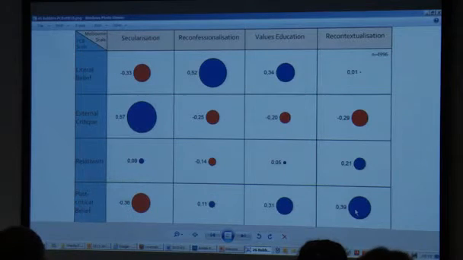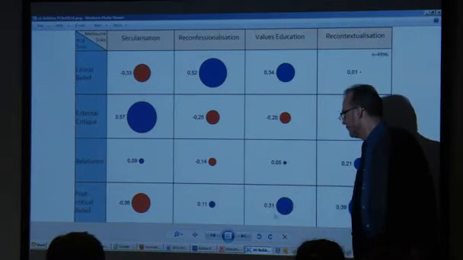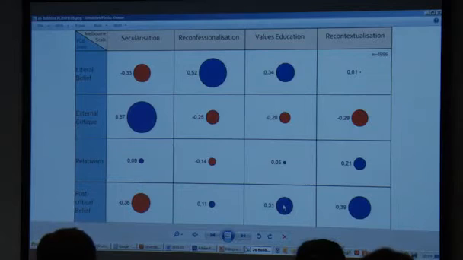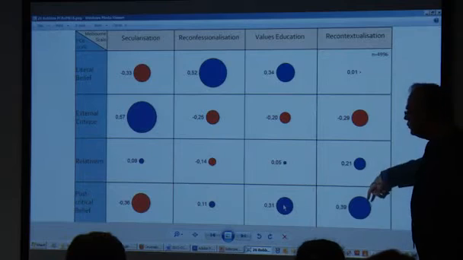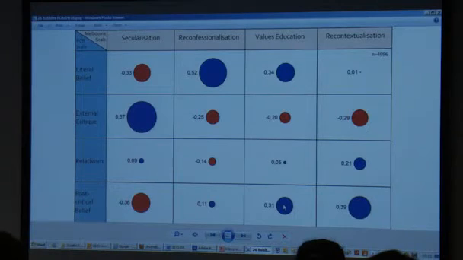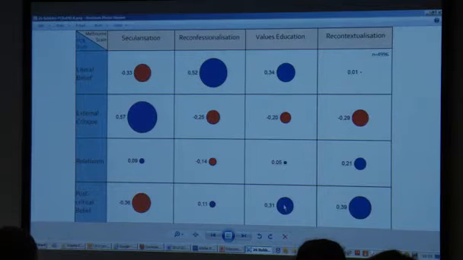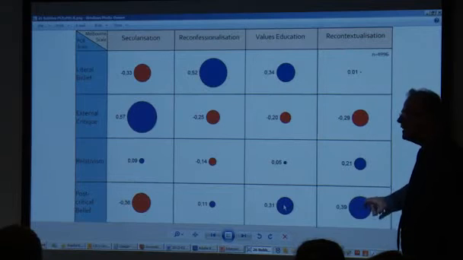To be honest, can you change the arrow? Here. You see that even these post-critical believers use values education in their recontextualization. To be honest, theologically seen, it would be nicer if that would be a little bit lower, because then these post-critical believers would be more stressing the particularity of the Catholic tradition.